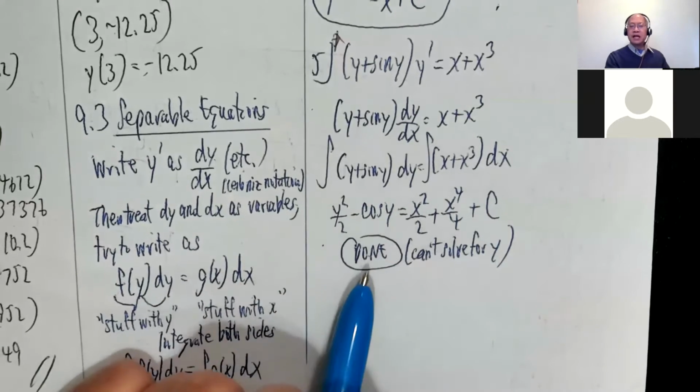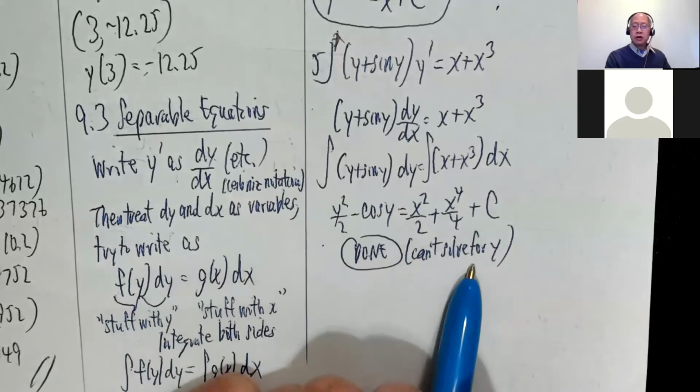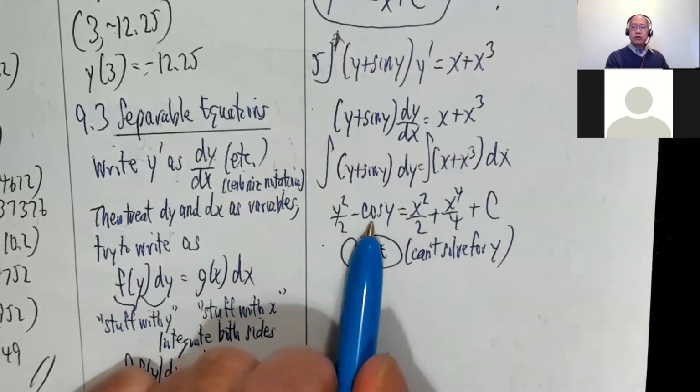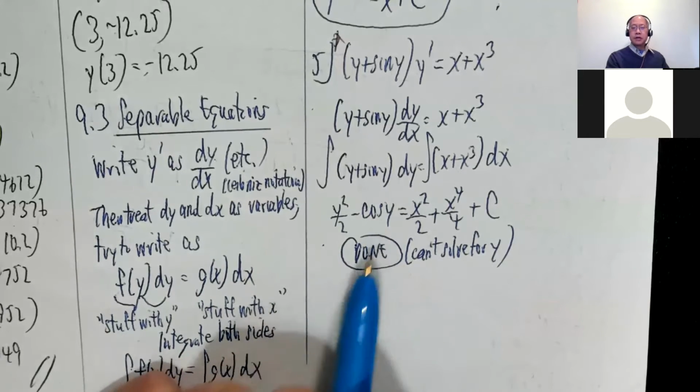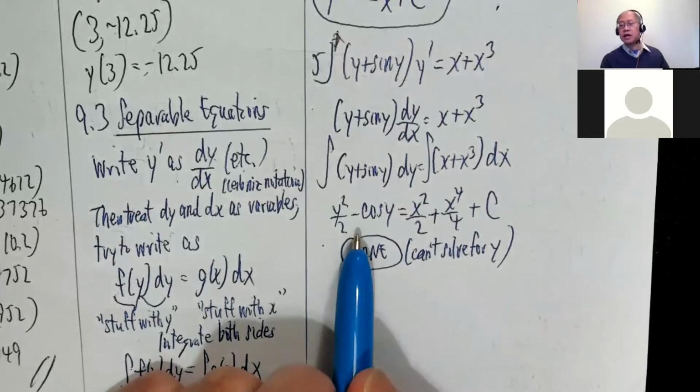And in this particular case, I'm done. I cannot solve this for y. So if you're trying to solve for y and you have a polynomial mixed up with a trig function, there's no way you can isolate the y, which is actually to your advantage because you can stop. You don't have to do any more stuff.